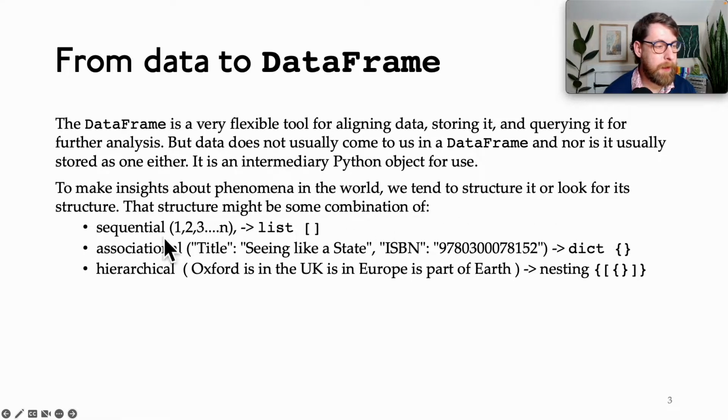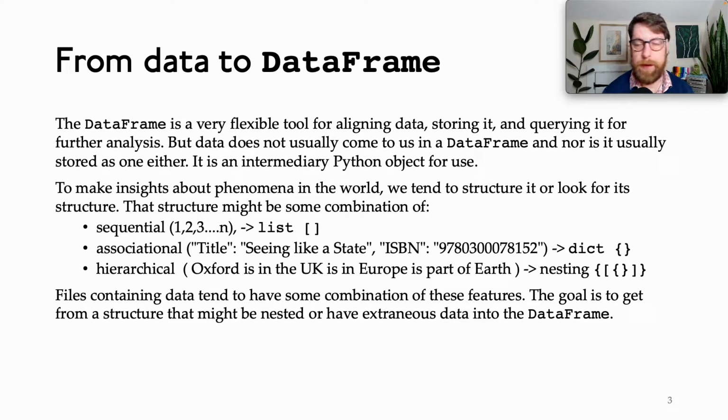And then we might have stuff that's hierarchical or nested. So we might say, I live here in Oxford, and Oxford's in the UK, and the UK is in Europe, and Europe's part of Earth. So we might see these as having a sort of nested structure. And that nesting can take place where you can have associational things or sequential things, right? So within this value right here, we have a string, but we might as well have a list, and that list might have a dictionary in it. And this hierarchical structure really makes sense for transmitting a lot of data, but it's not very useful for analyzing that data.